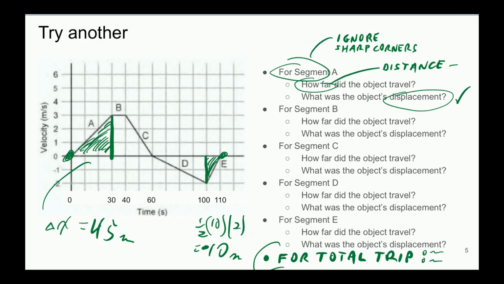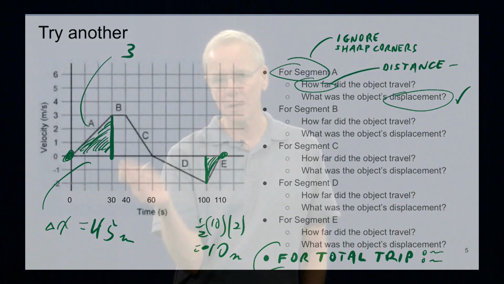It looks like during segment A, I got a distance of 3. Oh, did I do this right? How far did the object travel? Oh, I'm messing up. Ignore what I just said. You can do distance and displacement. If you do displacement first, after that you can look at magnitudes and find out total distance. Ignore what I just said about 3 there.